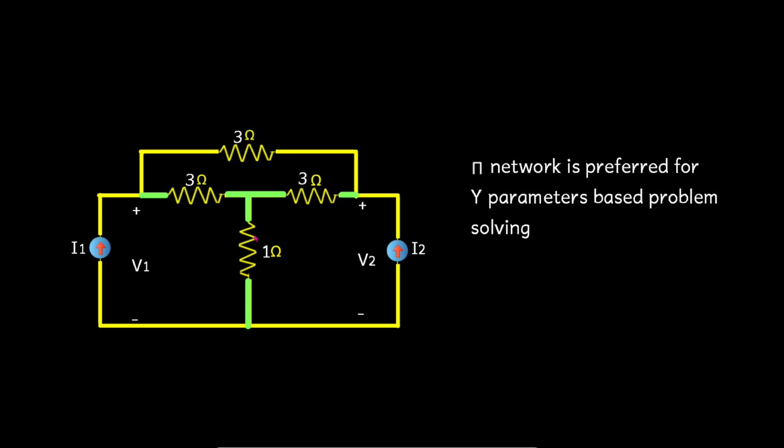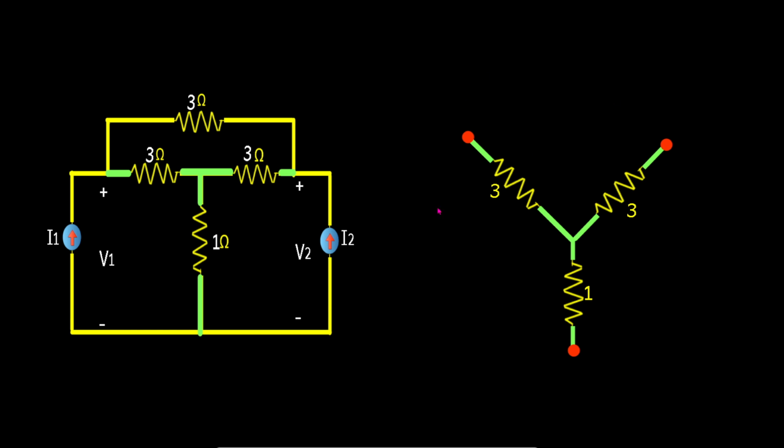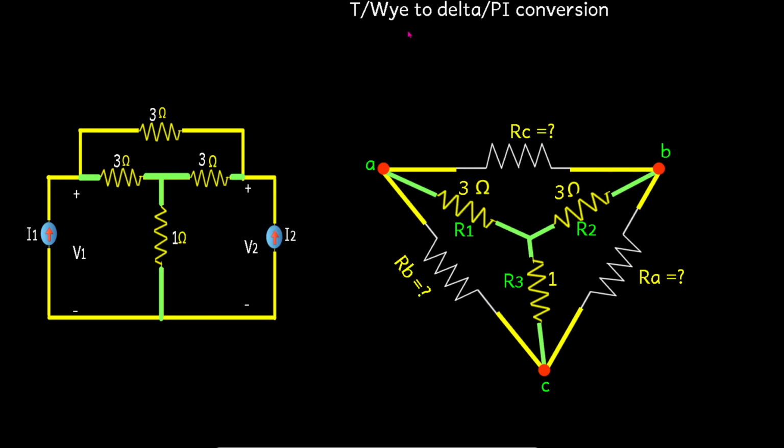T and then Y. As we prefer only pi network for this Y parameter, we are going to convert this T network into pi network. For our convenience, I have shown this T network like this Y network, and we have to convert this Y network to delta or the pi network, right? So I have joined the nodes A, B, C, along with RA, RB, RC, which would form the arms of this delta network. So we know how to convert this T into delta.